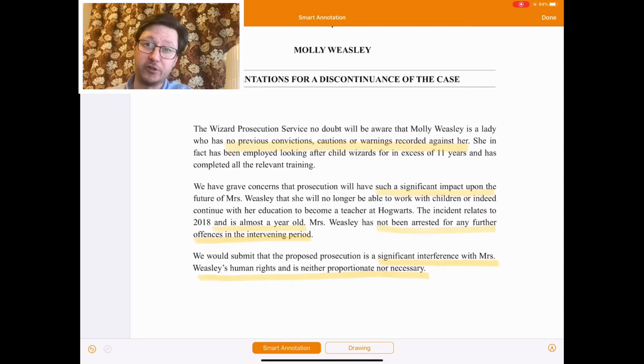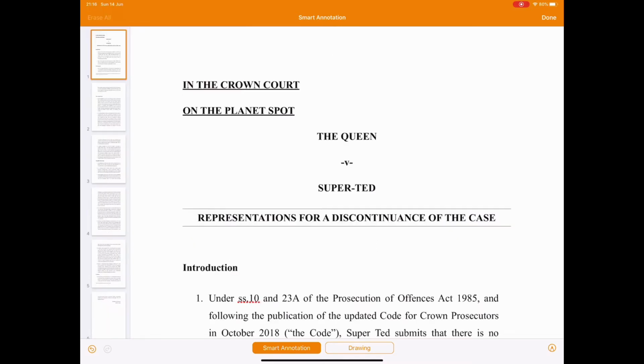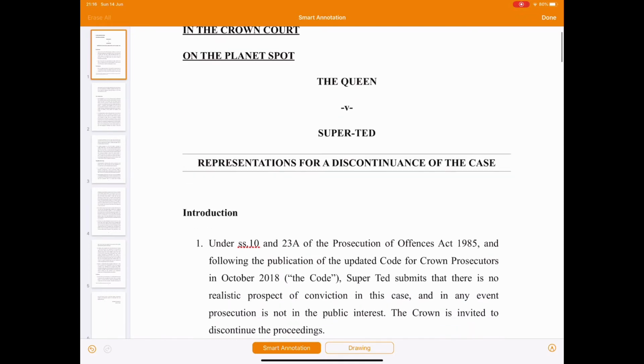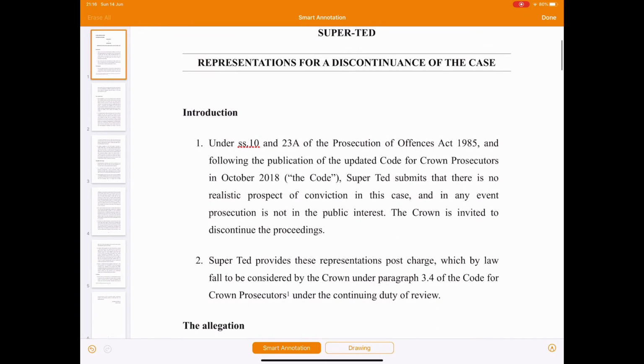Well, you won't be surprised to discover that these written representations, when they were submitted, did not persuade the Crown Prosecution Service to discontinue the case against this particular defendant. But let's have a look at a set of written representations that did. These representations are also taken from a real case, but I've changed the names to protect client confidentiality. We can see here that Super Ted has been charged with VAT fraud, and he has instructed his lawyers to submit written representations for the case to be discontinued before an indictment is preferred.